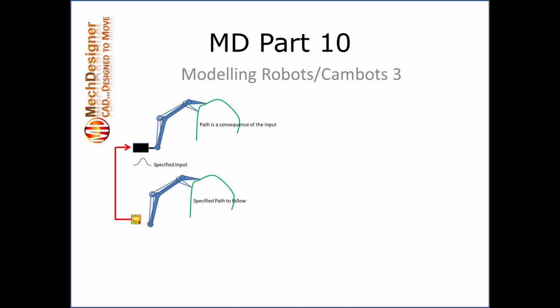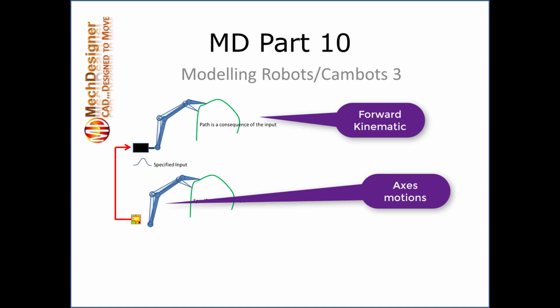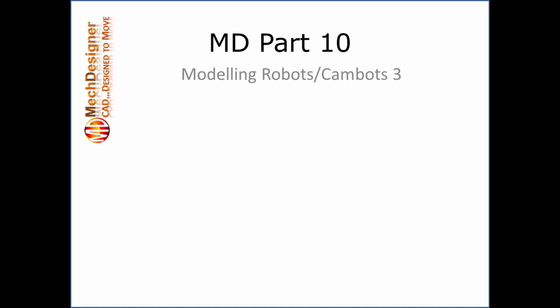Okay, welcome to the second part of the tutorial showing you some techniques for modelling robots, or CAM bots. In the last tutorial, I showed how to develop two MAD bots, one driven by a motion path, and the second driven by the axes measurements from the first. So we could use inverse kinematics to develop the axis motions to follow a path, and the second to calculate forces.